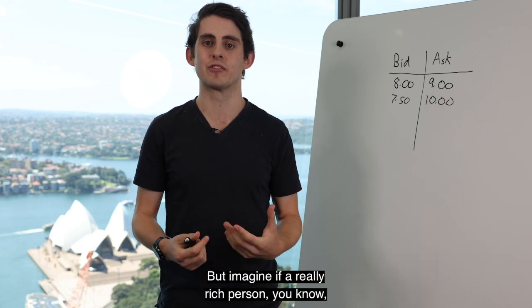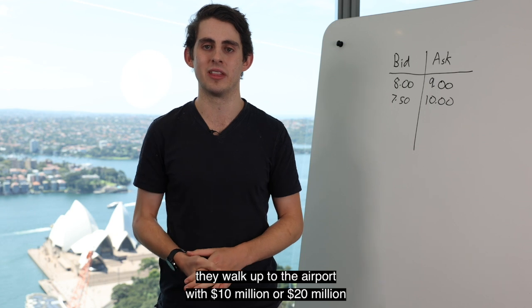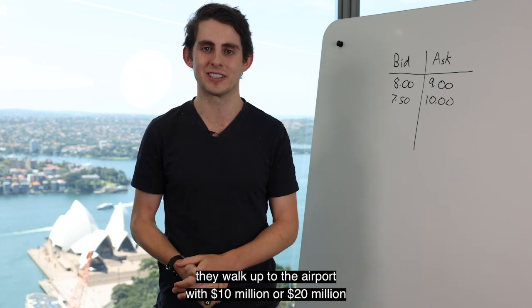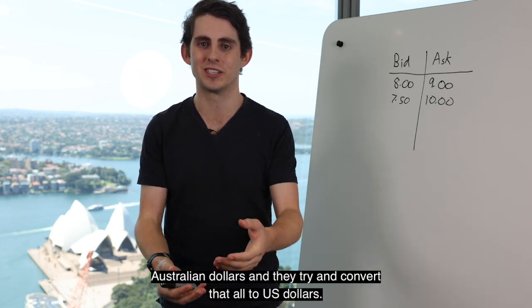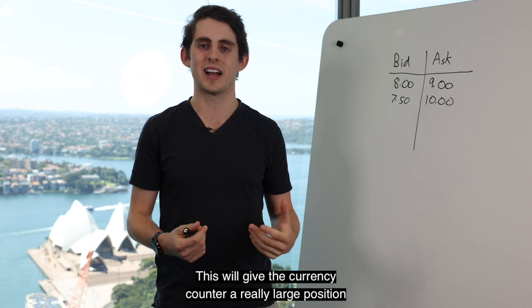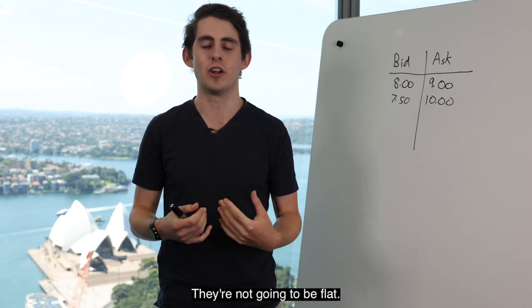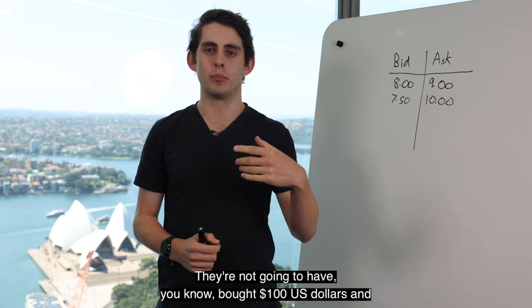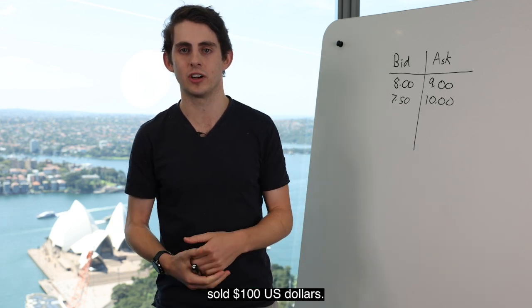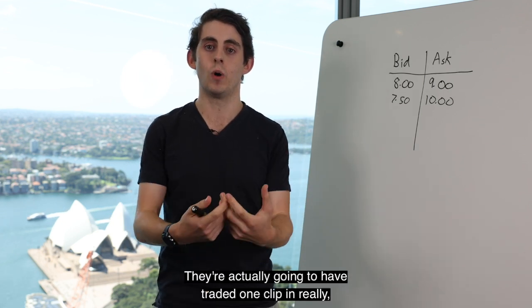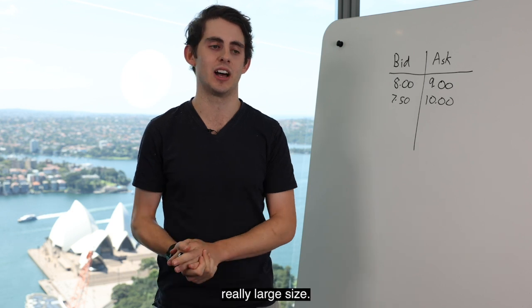But imagine if a really rich person rocks up to the airport with 10 million or 20 million Australian dollars and tries to convert all of that to US dollars. This will give the currency counter a really large position in US dollars. They're not going to be flat. They're not going to have bought 100 US dollars and sold 100 US dollars. They're actually going to have traded one clip in really, really large size.